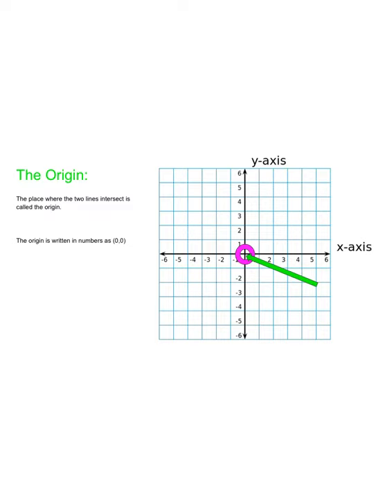The origin, this is an important place on a coordinate plane, and it probably becomes one of the trickier points. The place where the two lines intersect is called the origin. Remember, intersect means they cross. The origin is written in numbers as 0, 0. So right here is the origin, and we write that in numbers as 0, 0.